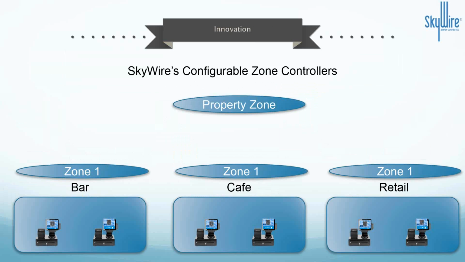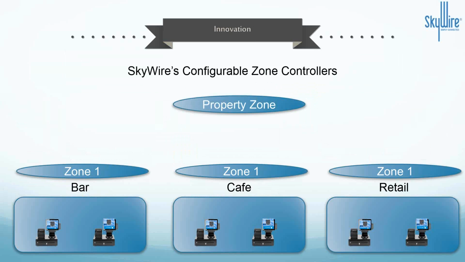This allows you to send transactions up to the zone controller. Looking at the bar, only those terminals will talk to zone controller 1, only the cafe terminals will talk to zone controller 2, and only the retail ones will talk to the other zone controller. So you limit traffic floating throughout the environment. These can be stacked on top of each other and can scale from a single site up to literally thousands of sites. There's no limit to the number of zone controllers, and no limit to the flexibility within the design.